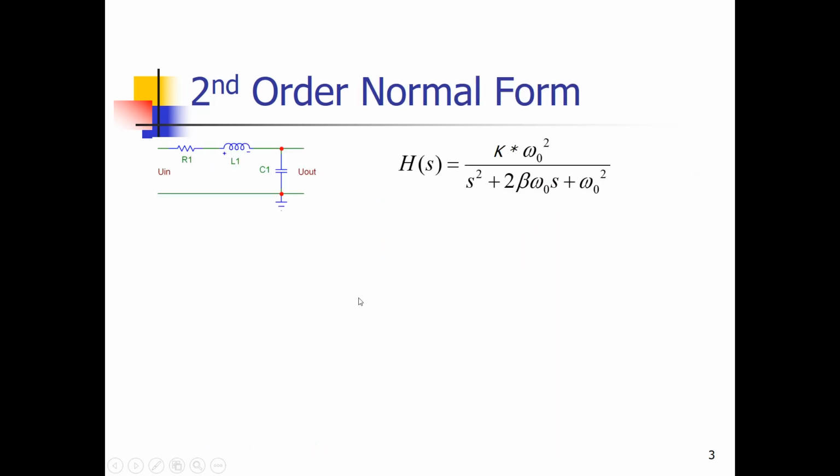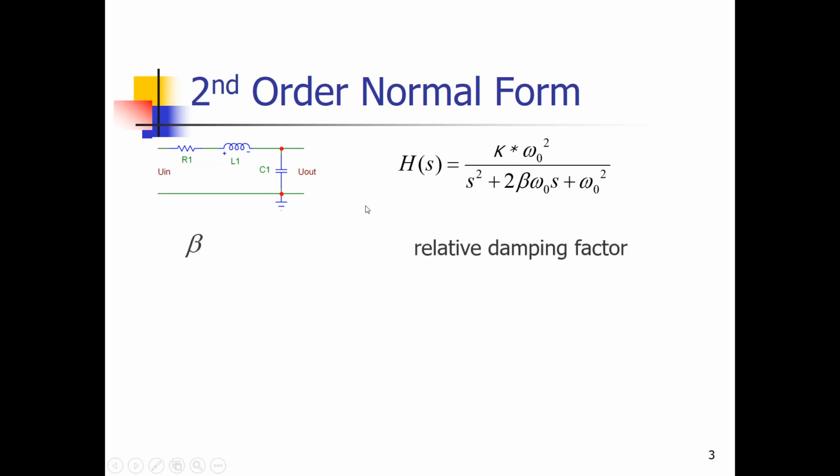In a normal form, this is the expression of a second order system. H, in general, the transfer function of my system, is equal to a constant k times omega 0 squared divided by s squared plus 2 times beta times omega 0 times s plus omega 0 squared. There are 3 parameters which are new: omega 0, beta, and k. Well, the k is an easy one. K is just a constant value. It could be a gain which could be present in your system.